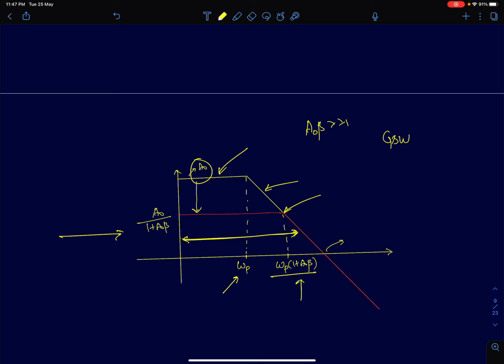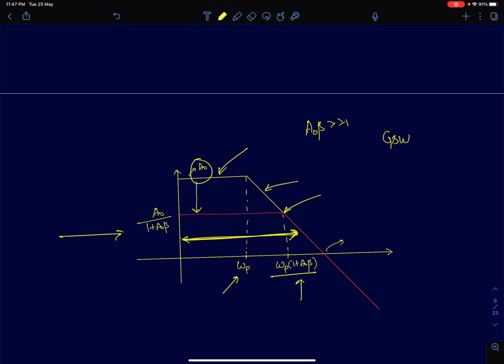Now the natural question one should think of is: should I go for negative feedback amplifiers if I want to increase the bandwidth of an amplifier? To answer that question, you have to look carefully at what's happening in a negative feedback amplifier. Are we getting this increase in bandwidth at the expense of something?